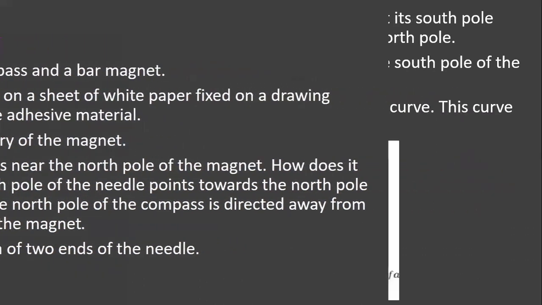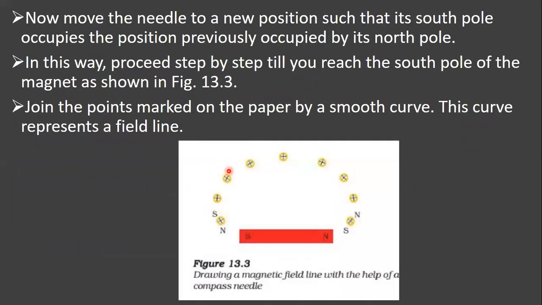See children, observe the figure here, you can easily understand it. You take a small compass and a bar magnet. This is a small compass and this is a bar magnet. Place this magnet on a sheet of white paper fixed on a drawing board using some adhesive material. Now mark the boundary of the magnet here.